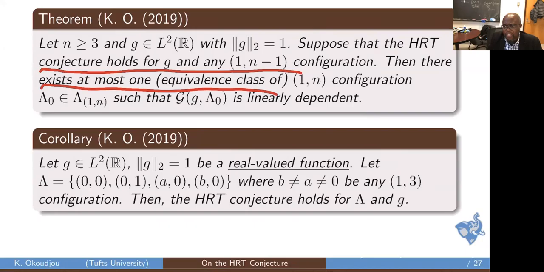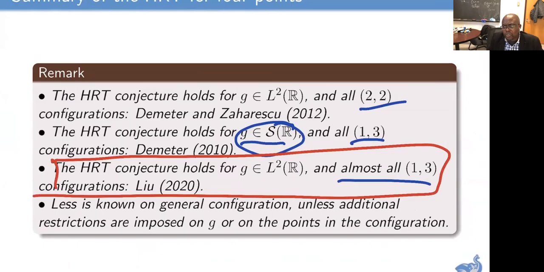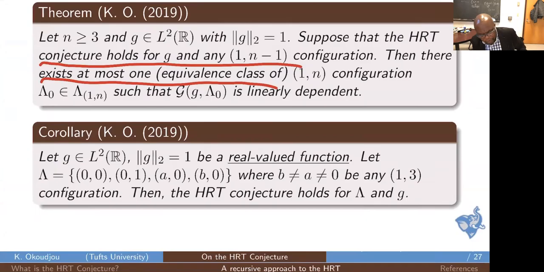So what I want you to do is to compare this with the result that I stated over here, which says that the HRT conjecture is true for almost all one-three configuration. What I'm saying here by almost is that there exists exactly one such bad case of the set. I don't have a proof of the statement that I'm making, but the way I want to interpret these two results together is that the bad set of measure zero is essentially just this single equivalence class that I'm describing here.